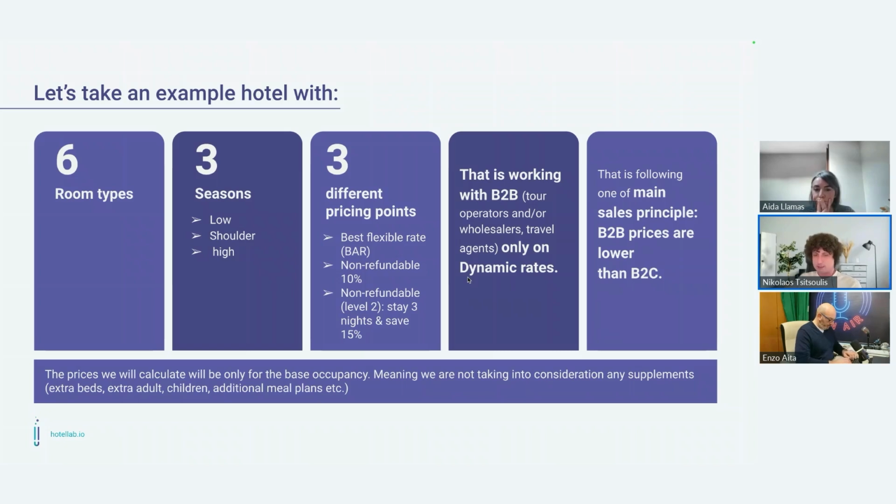Of course, sometimes a local travel agency cannot have such a great promotional rate as the big wholesalers. So typically, with the B2B rates, there would be 2 or 3 tiers of price. And then we will calculate only pricing scenarios when it comes to base occupancy. So we won't add into the calculation additional meals, extra beds, extra adults, extra children, etc. Because typically these are supplements, and most advanced revenue managers, and I'm sure that with your vast experience in the industry, Enzo and Aida, you will agree that it's ideal to discount the base rate and then add the supplement on top.